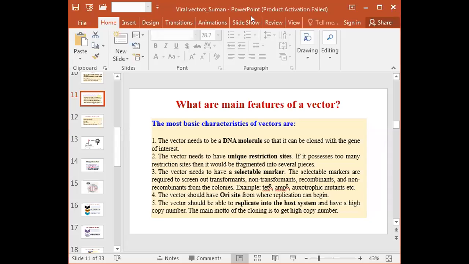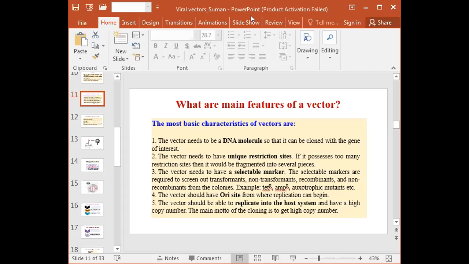So, in our last lecture, we discussed viral vectors and how viral vectors can be prepared from a virus. Today, I'm going to discuss the main features of a vector in general. A plasmid can act as a vector, and for that purpose, the plasmid has to maintain some basic characteristics.